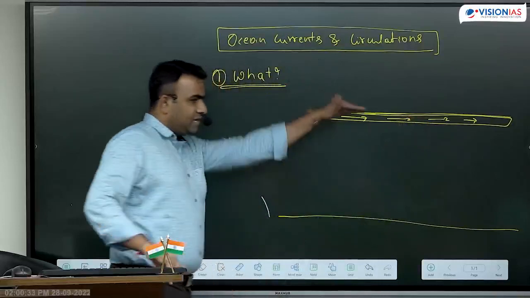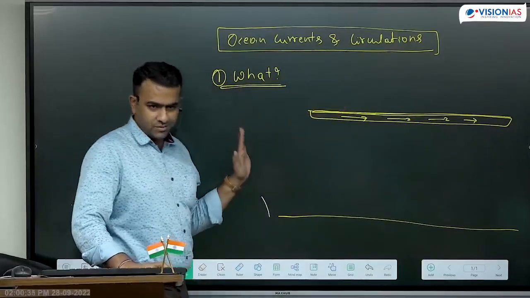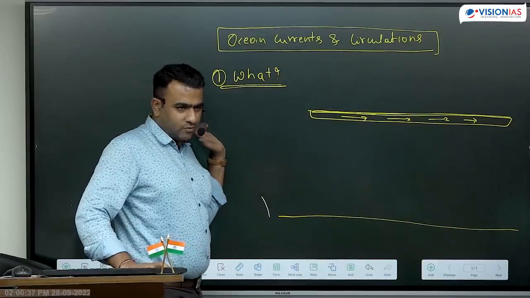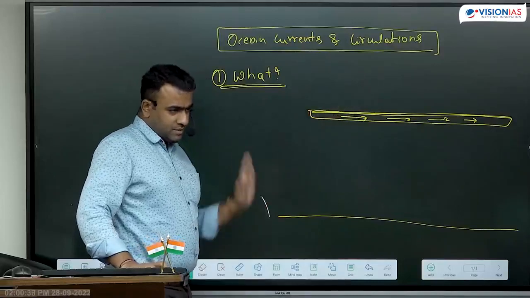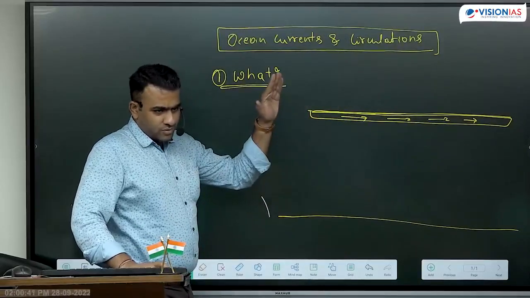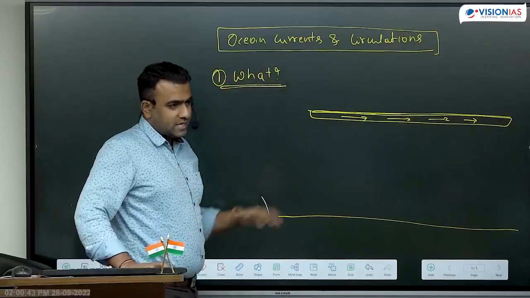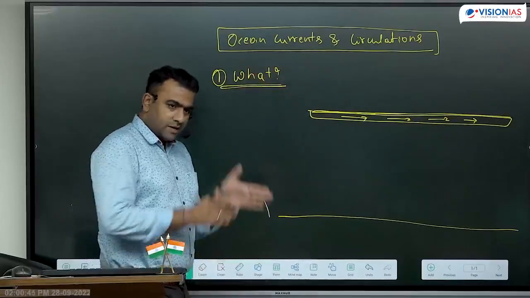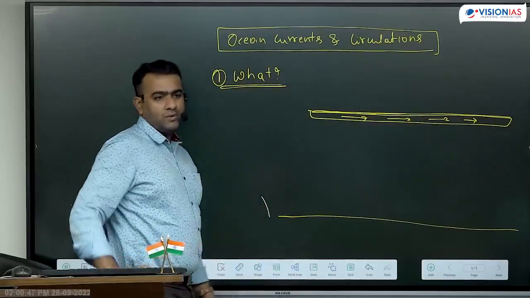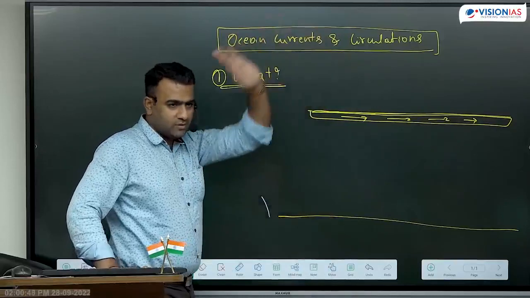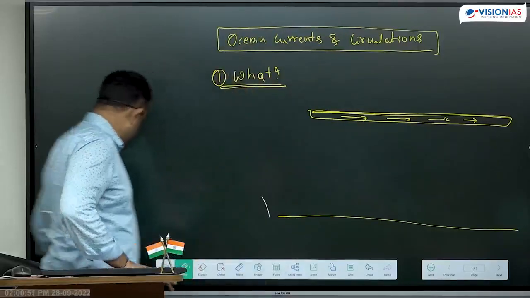They move in one direction only. They don't usually change their direction. They move in a particular direction, from the equator towards the pole, or from the pole towards the equator, continuously in the same direction. And that too in a particular location of the ocean only. It's not like they will move everywhere. In a particular location.